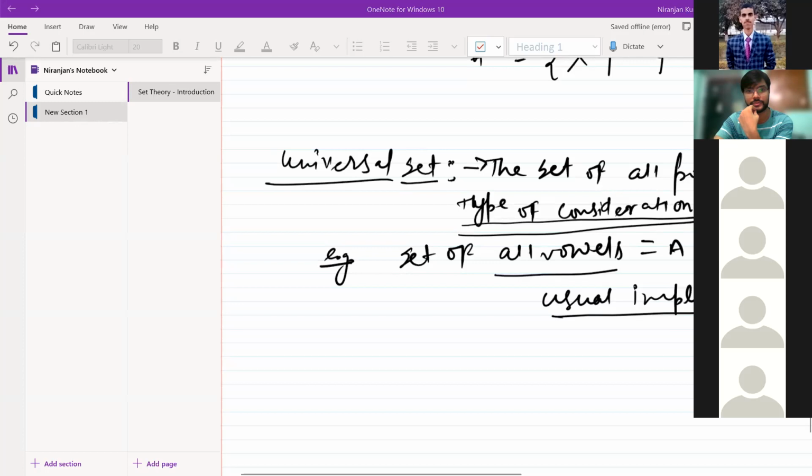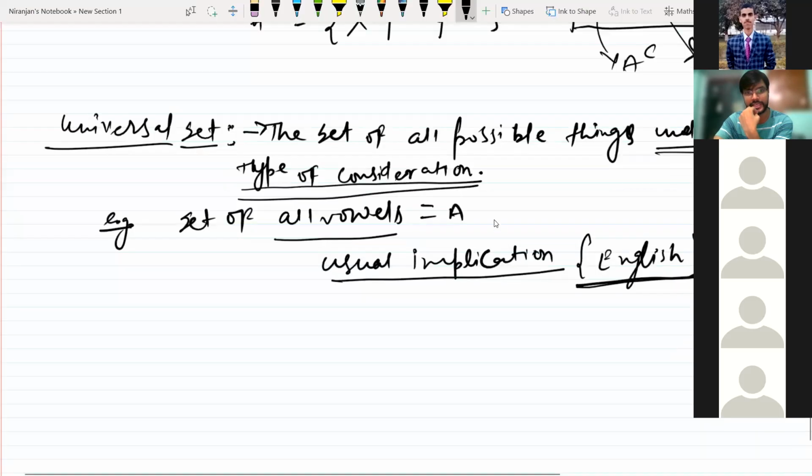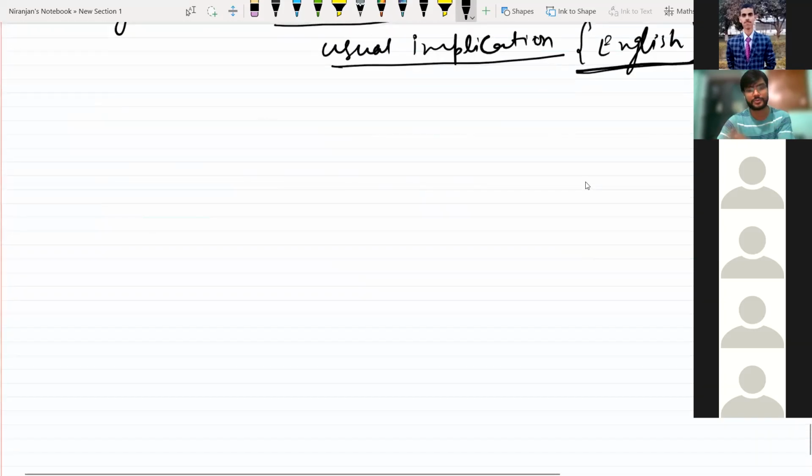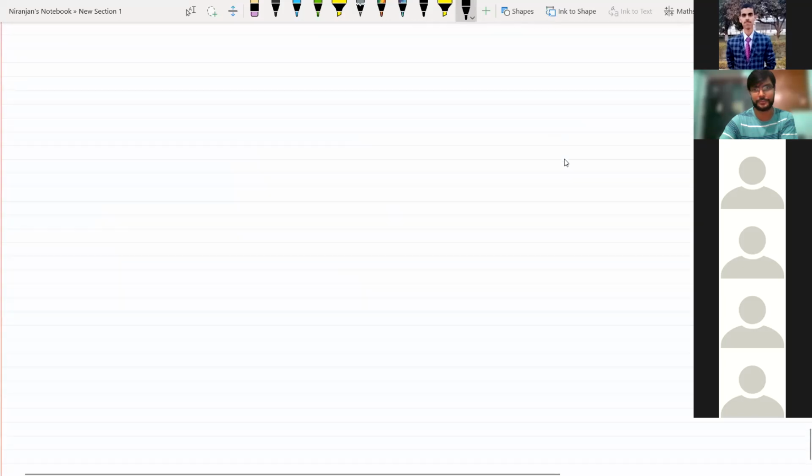Okay, so it is because the type that you are considering to make that particular universal set is also really important. If you think of Urdu or Hindi language, then your vowels will change, right? So the usual implication is actually in consideration while you write the universal set. That's where the technicality comes. I won't take too much time on this one. This is not really important. Let's go to the next one.